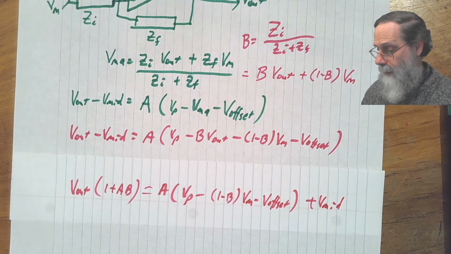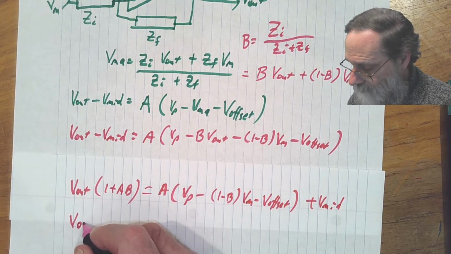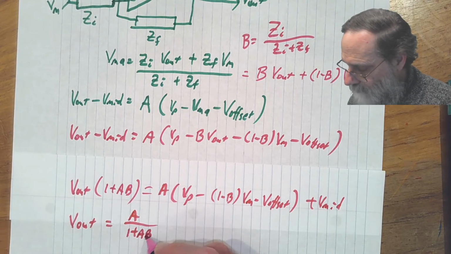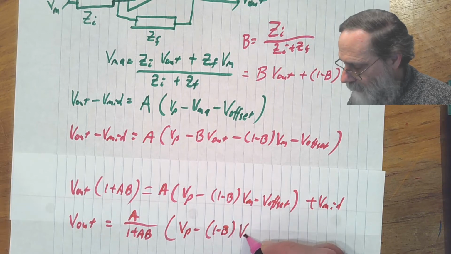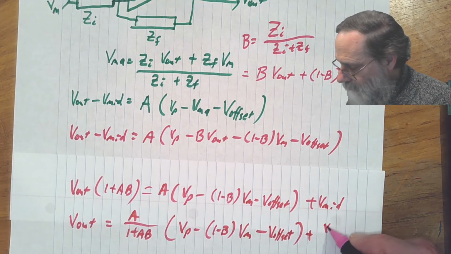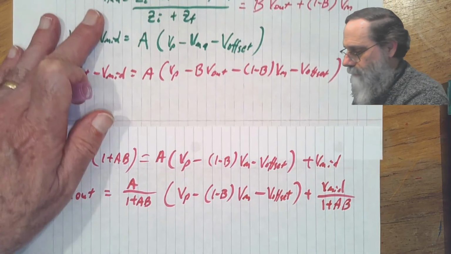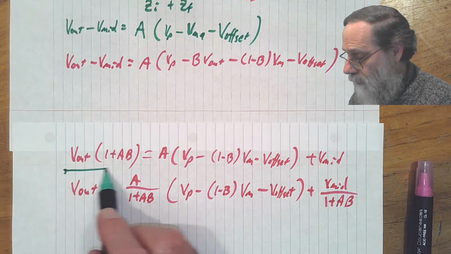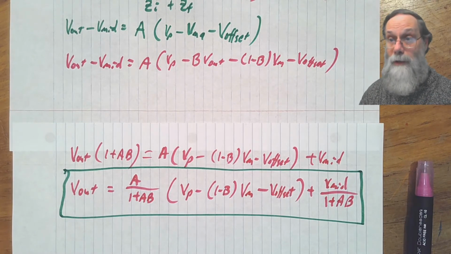Looking a little better. We can take the 1 plus AB over to the other side and just get V out equals A over 1 plus AB times Vp minus 1 minus B Vm minus V offset plus V mid over 1 plus AB. And that is our general formula for what a negative feedback amplifier does.